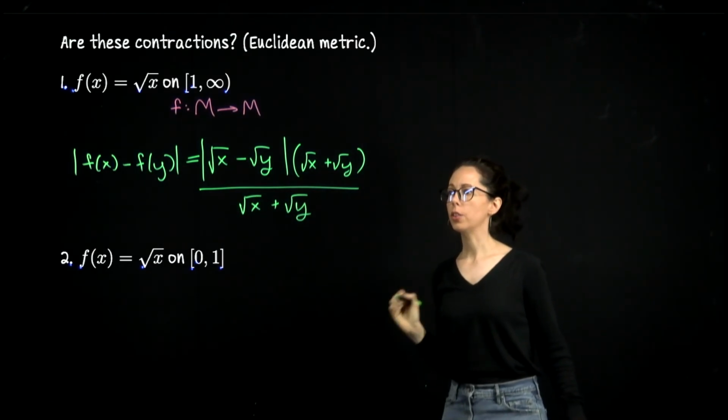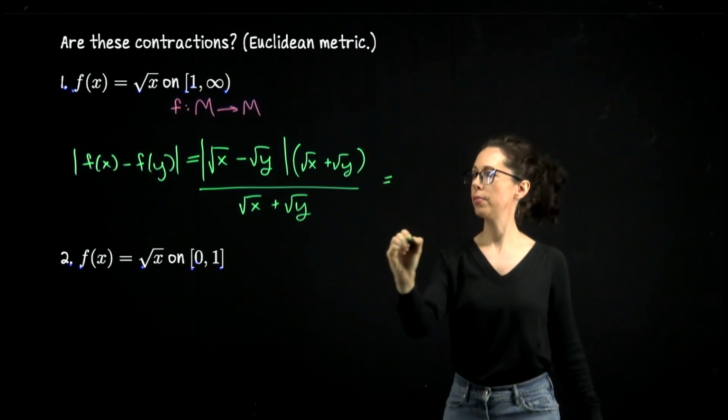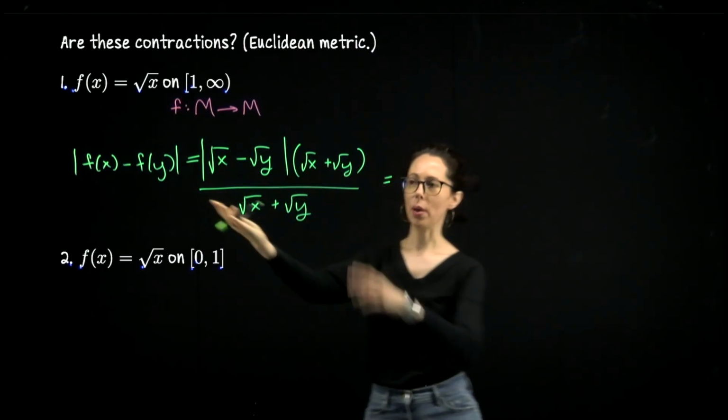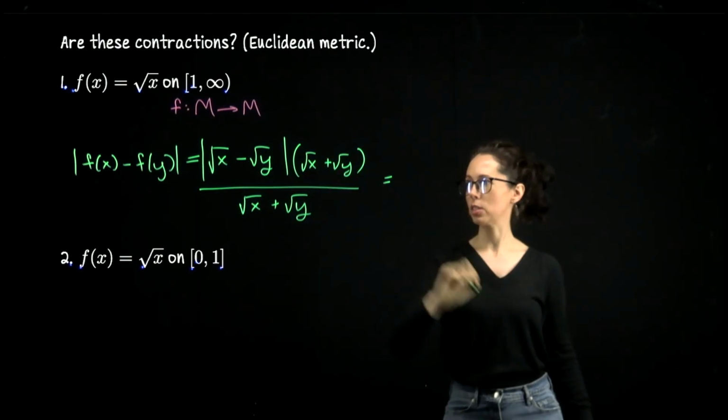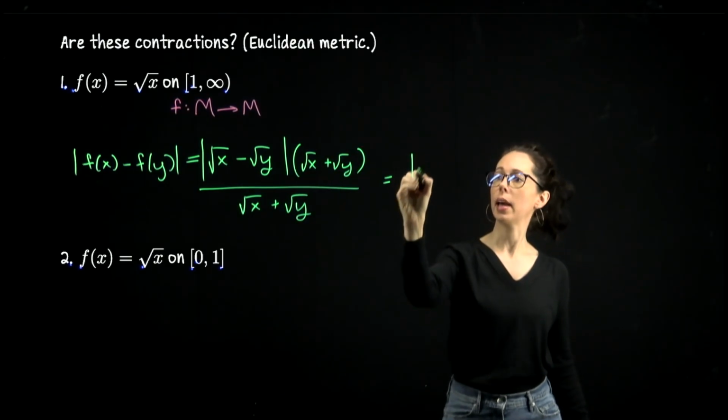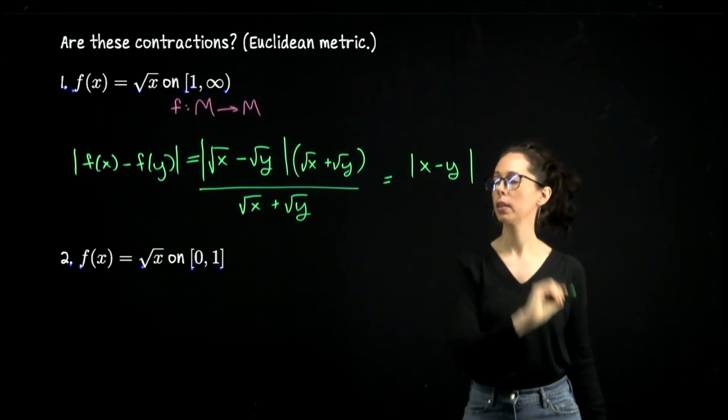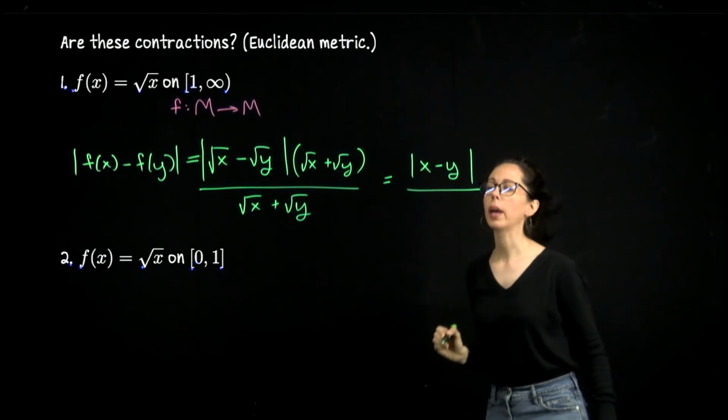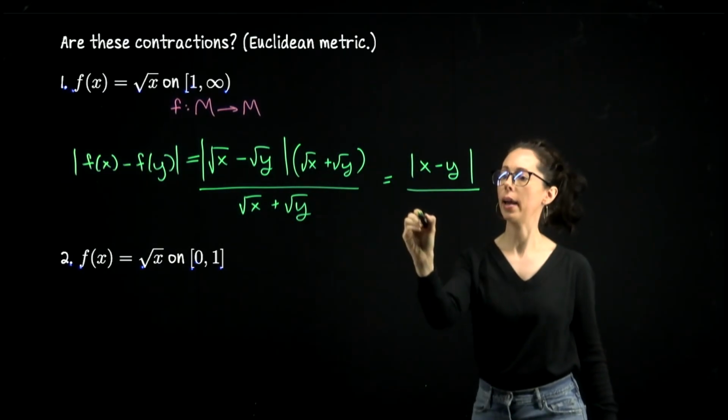The reason is, in the numerator, I will now have, this is like difference of squares, so if I multiply these two terms together, we will end up with the absolute value of x minus y. And in the bottom, we have the square root of x plus the square root of y.